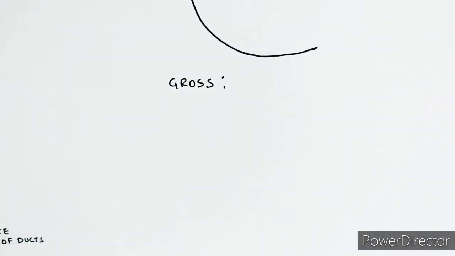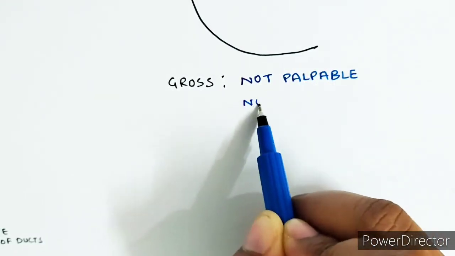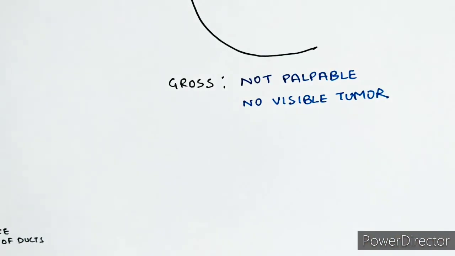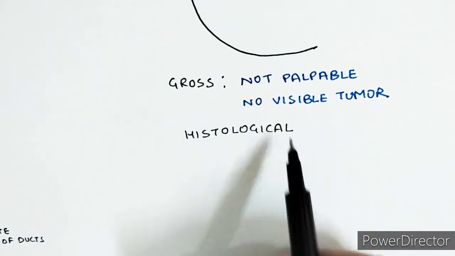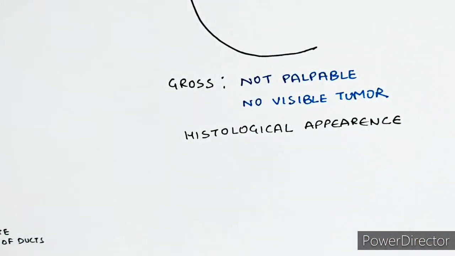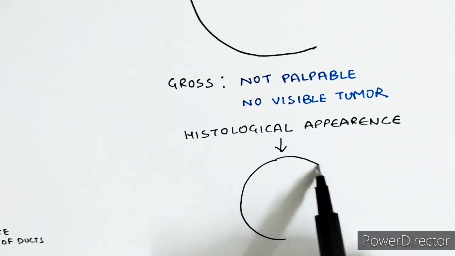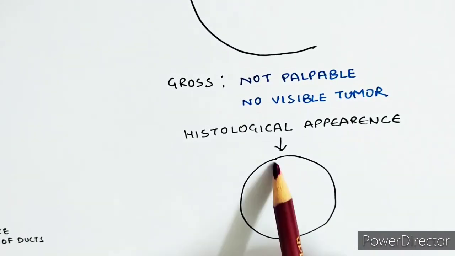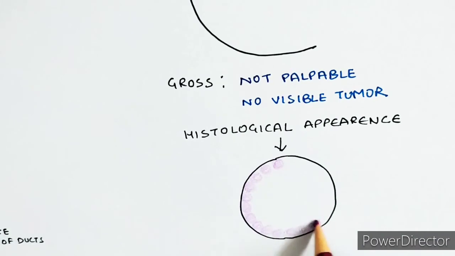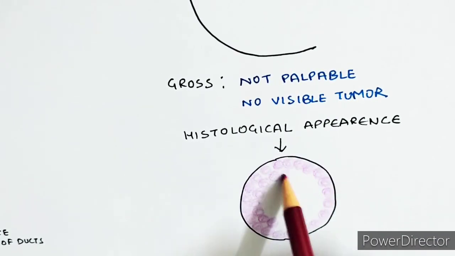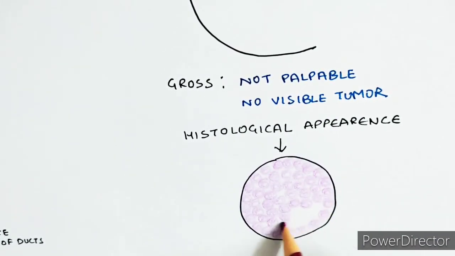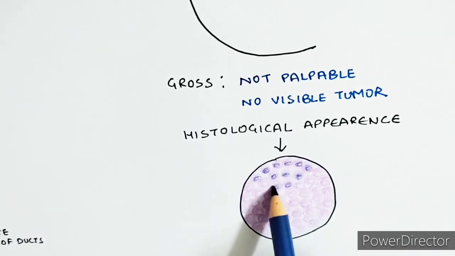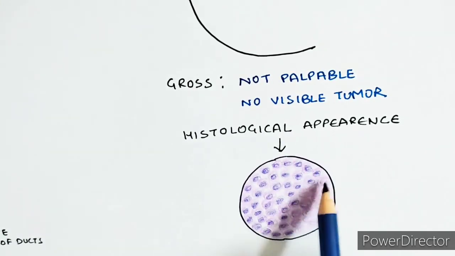If we talk about the gross morphology, then these are non-palpable and non-visible tumors. On histological examination, we can see that the ducts are filled with tumor cells which are uniform, like this.